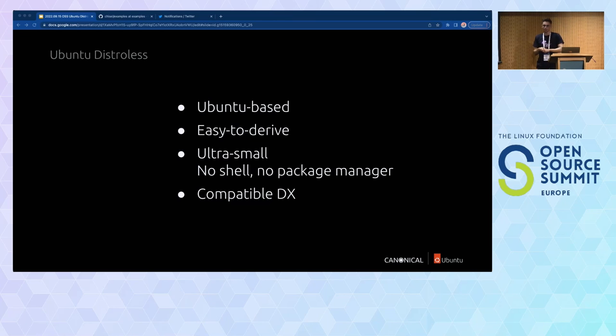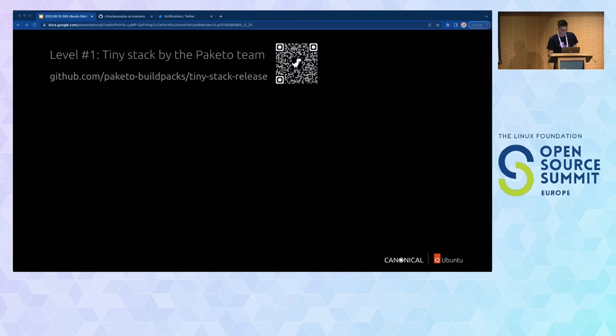And finally, we wanted to have this compatible developer experience that I mentioned before, which is you could have your first stage, or if you're not doing multi-stage builds, your development environment on an Ubuntu distribution, doing everything you want, not caring about the size, but then shipping on something that is entirely compatible using the same libraries.